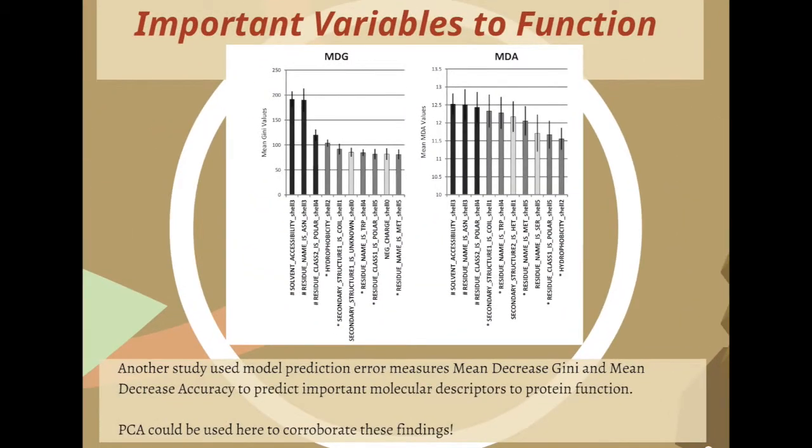For this study, a nonlinear supervised classifier called RF, random forest, was trained on molecular descriptors of protein functional sites. An RF model is made of many decision trees. The trees classify each sample based on random subsets of the data. Training selects the variable from the subset that most accurately labels the sample, or in other words, gives least error. The original RF implementation provides two measures of classification errors, MDG, mean decreased Gini, and MDA, mean decreased accuracy, which can be used to rank variables in order of importance. If this study were to be revisited, PCA could be used to corroborate RF variable importance.